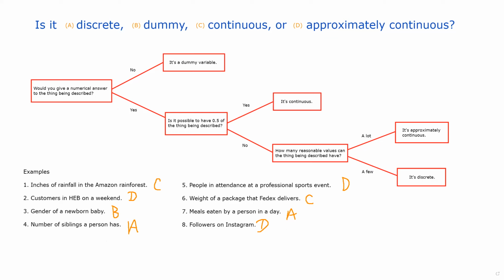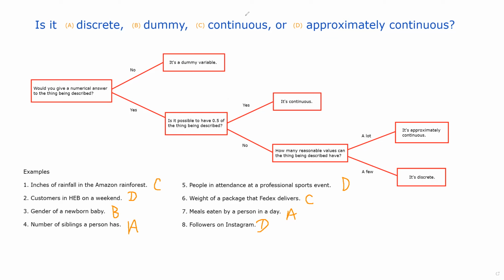We've got miles driven in a privately owned car or SUV. Okay, so would you give a numerical answer? Sure, miles is a number. So distance is measured with miles. Is it possible to have half a mile? Sure, of course, you can have half a mile. So with that in mind, it's automatically continuous.